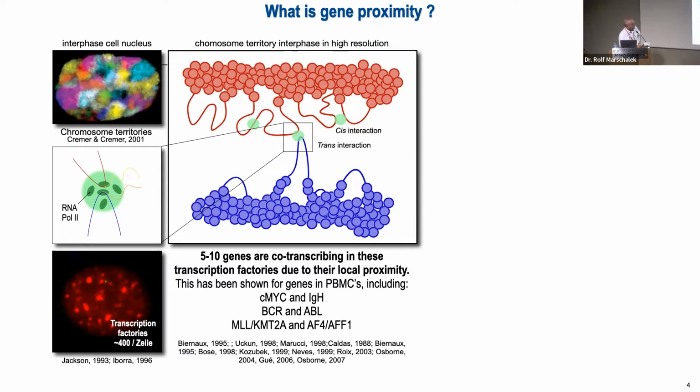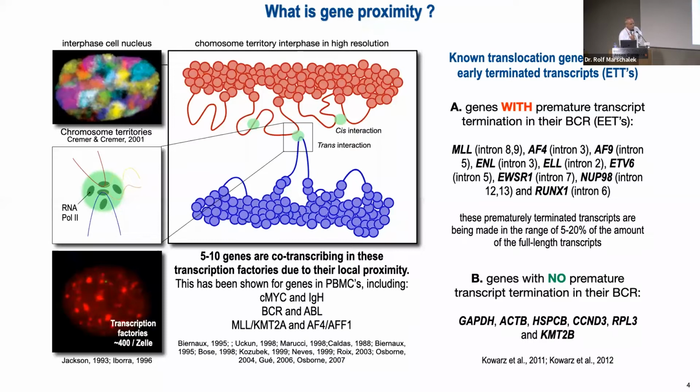Some of our genes also have a very peculiar feature, which is not very well known. These genes are not making full-length transcripts, but transcripts which are prematurely terminated. We call these early terminated transcripts, or ETTs. We already published in 2011 and 2012 that many genes involved in chromosomal translocations show exactly this phenotype: they are not making full mature transcripts, but display prematurely stopped transcripts in certain introns. This is true for MLL, but also for AF4, AF9, ENL, the Ewing sarcoma gene, NUP98 or RUNX1. We have identified these premature transcripts in all of these genes, and we also have control genes which are not doing this.